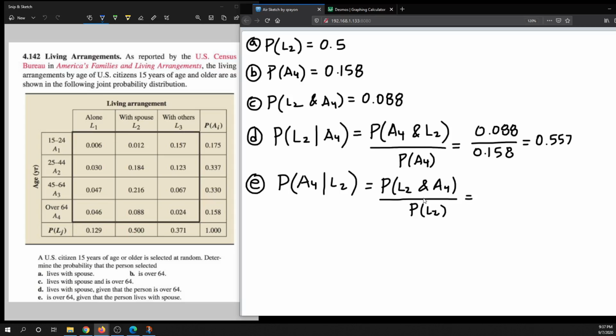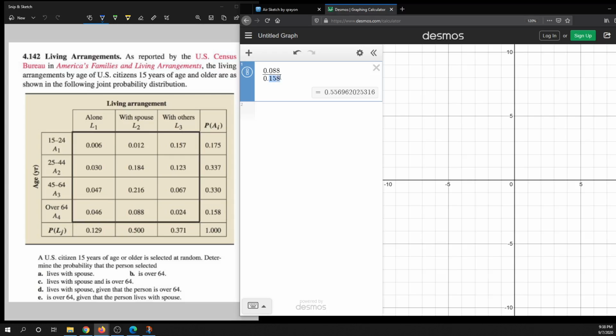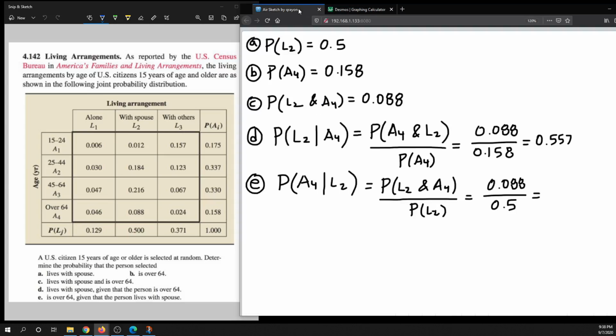And so doing that, we get probability of L2 and A4, we've already calculated that out. It's 0.088, sorry, divided by the probability of L2, which we know is 0.5. All right, and so just calculate that out. And we get 0.176 on that conditional probability. All right, and that is it on this problem.